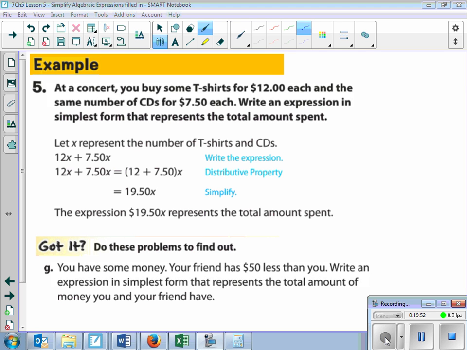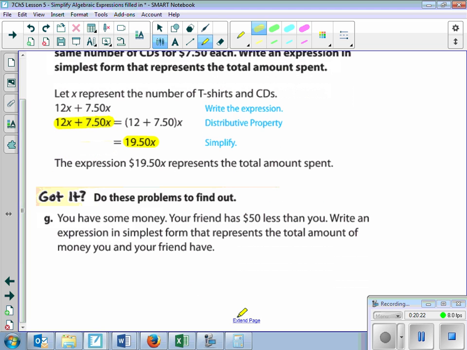So now we're just going to combine our like terms. So 12x plus $7.50x. Combining our like terms gives us 19.50 times x. Very good. Now that's the expression that's going to give us the total amount. And if we knew how many of each one we bought, then we can just evaluate for that number, right? All right, very good. So let's do this. Got it.